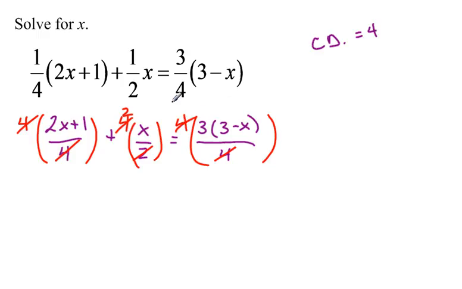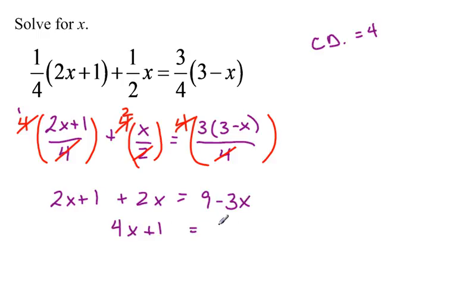And so we're ready now to multiply out. Since my 4's canceled, I'm just left with a 1. I have 2x plus 1. Right here, 2 times x is 2x. And here I still need to distribute that 3, so 9 minus 3x. I get 4x plus 1 equal to 9 minus 3x. Let's see, I can add a 3x, so 7x plus 1 equals 9. Subtract the 1, 7x equals 8, and there's my answer. x equals 8 over 7.